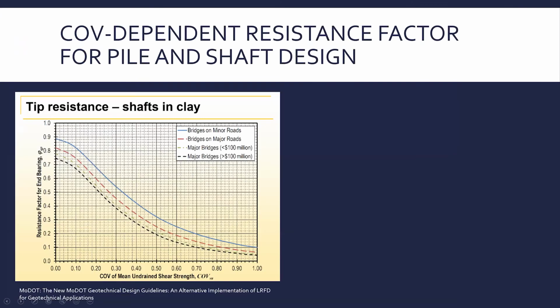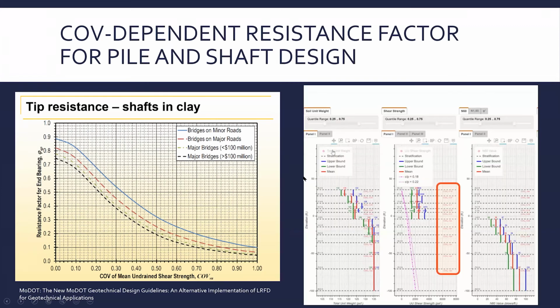As Jesse mentioned earlier, engineers eventually will design foundations using site-specific or even layer-specific resistance factors based on data variability. Missouri DOT did some great studies to identify the relationships between the resistance factors of end bearing and the coefficient of variation of undrained shear strengths, for pile tip resistance calculation in clay. In our web system, we can automatically get the coefficient of variation of undrained shear strengths, or any other type of soil parameters, within each stratified soil layer. So it should be straightforward to apply the COV-dependent resistance factors in deep foundation design in our web system.